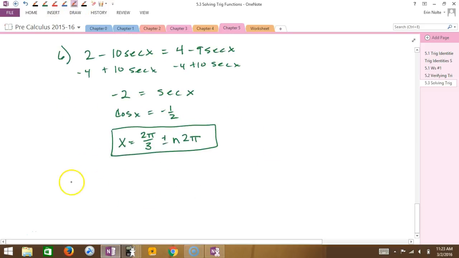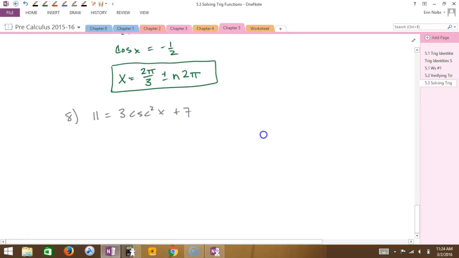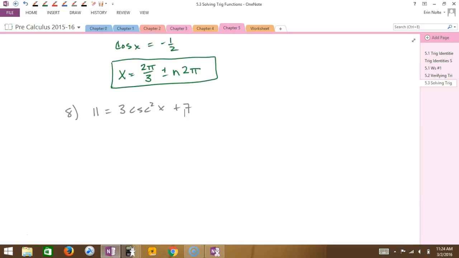Let's see, 8. 11 is equal to 3 cosecant squared plus 7. Okay, what would you do for this one? Subtract 7, divide by 3, square root. Perfect. Okay, so we get 3 is equal to 3 cosecant squared, divide by 3. So we get 1 is equal to the cosecant squared.